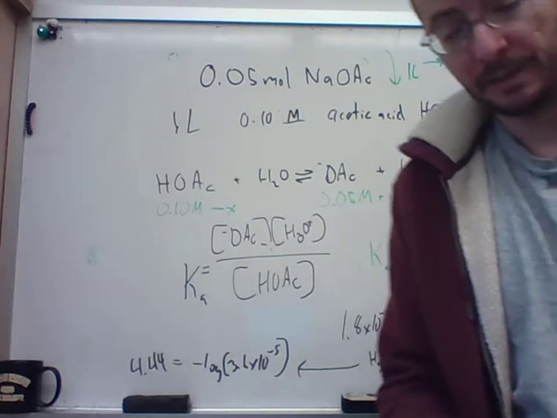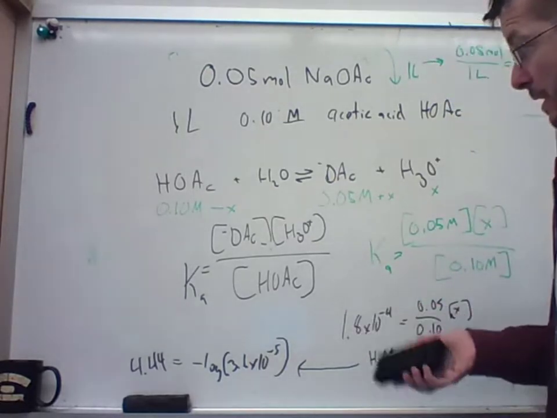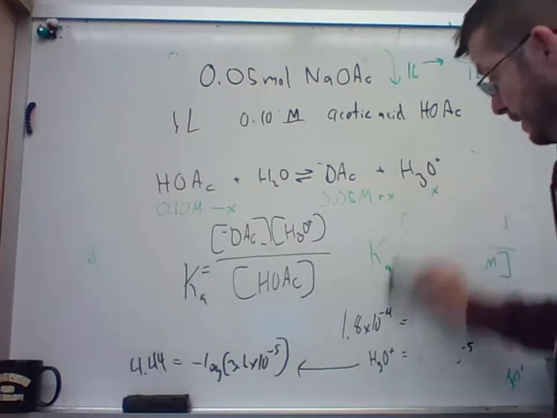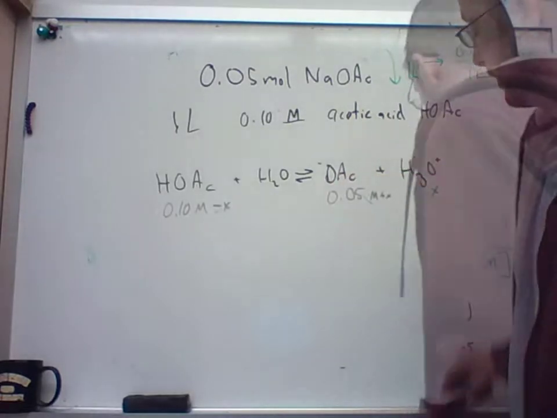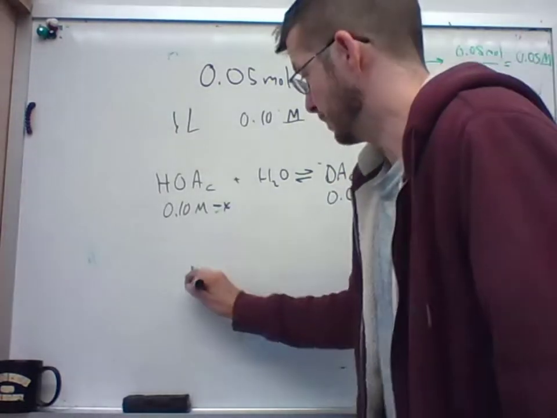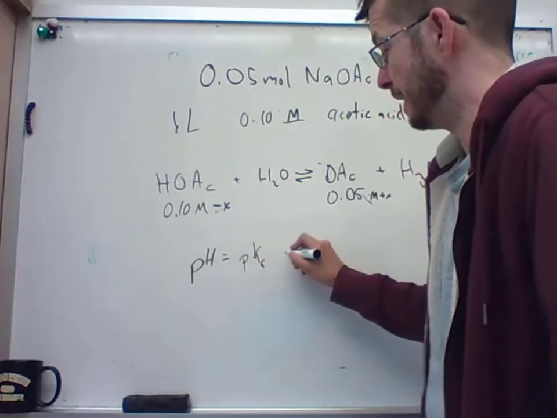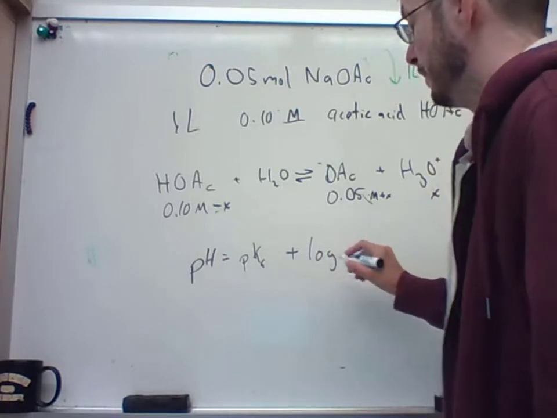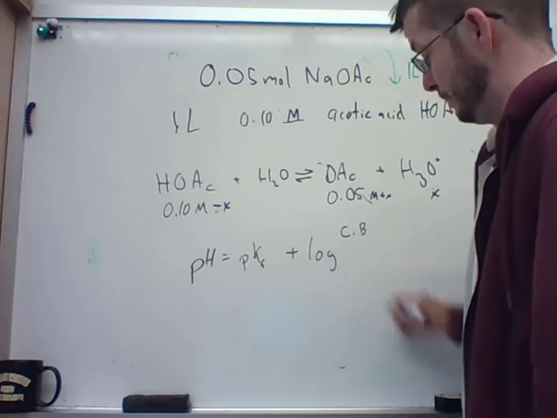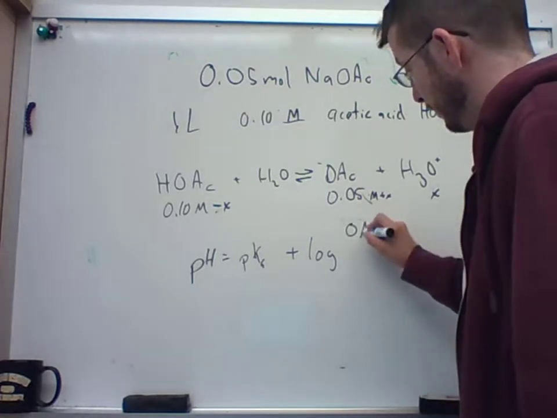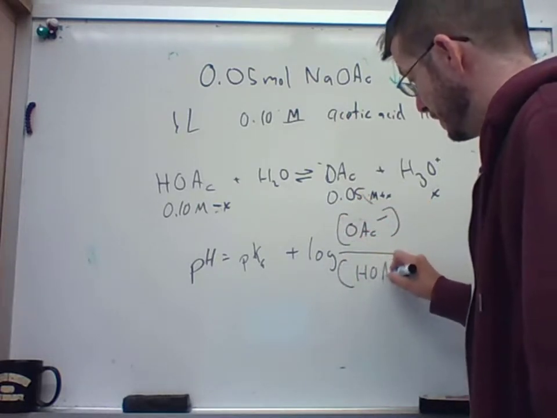It turns out there's a simpler method. That's called the Henderson-Hasselbalch equation. And it uses the same approximations and the weak acid information. The Henderson-Hasselbalch equation says the pH will equal the pKa of the conjugate acid plus the log of the weak base, the conjugate base, which in this case is OAc minus, over the acid form, HOAc.